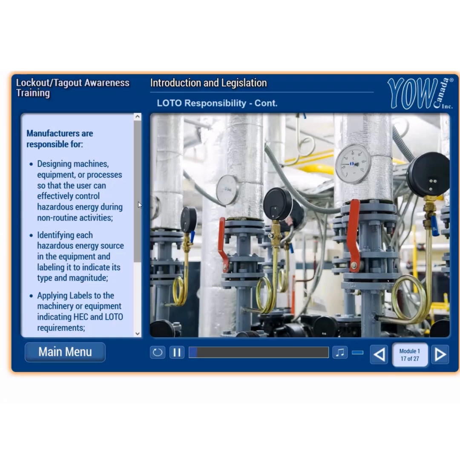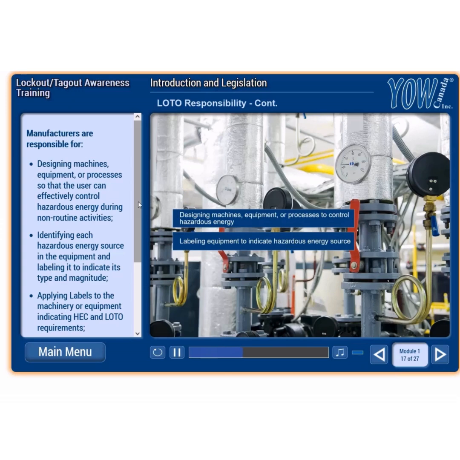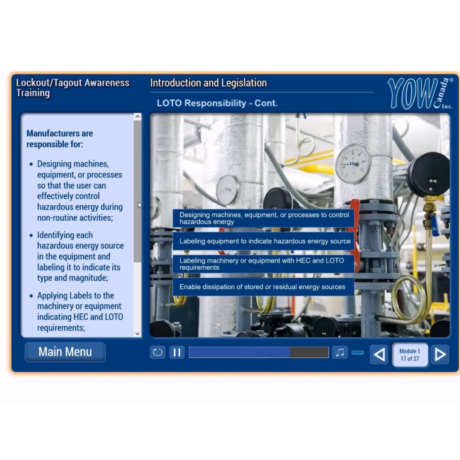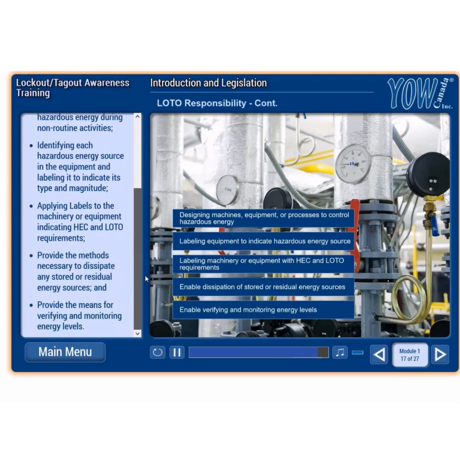Manufacturers are responsible for designing machines, equipment, or processes so that the user can effectively control hazardous energy during non-routine activities, identifying each hazardous energy source in the equipment and labeling it to indicate its type and magnitude, applying labels to the machinery or equipment indicating HEC and LOTO requirements, providing the methods necessary to dissipate any stored or residual energy sources, and providing the means for verifying and monitoring energy levels.